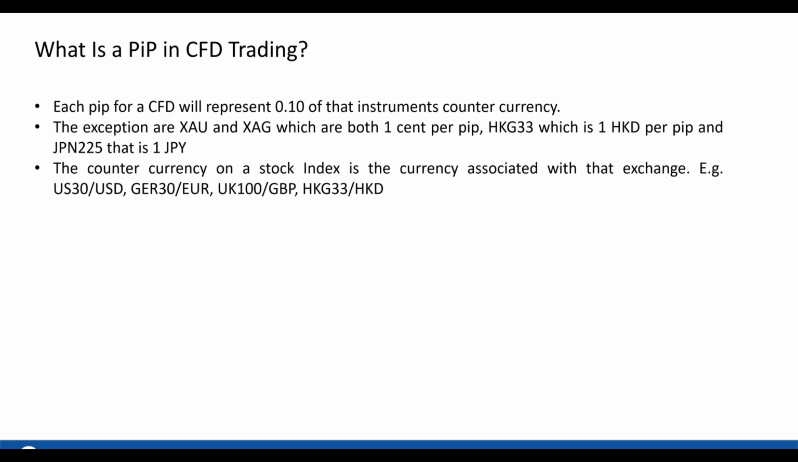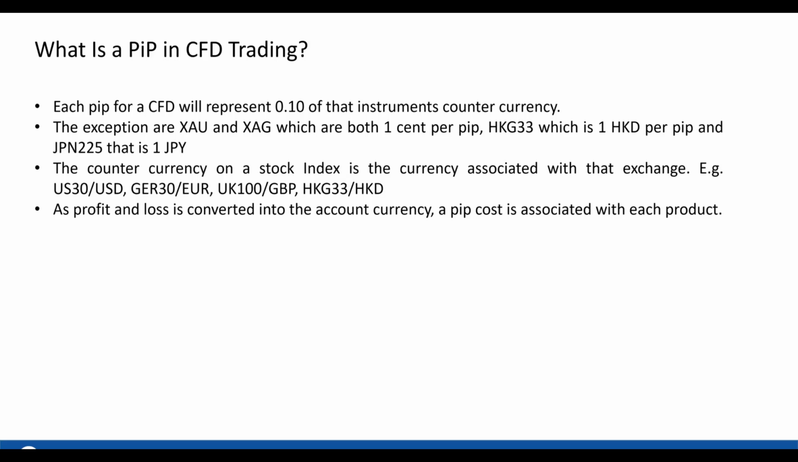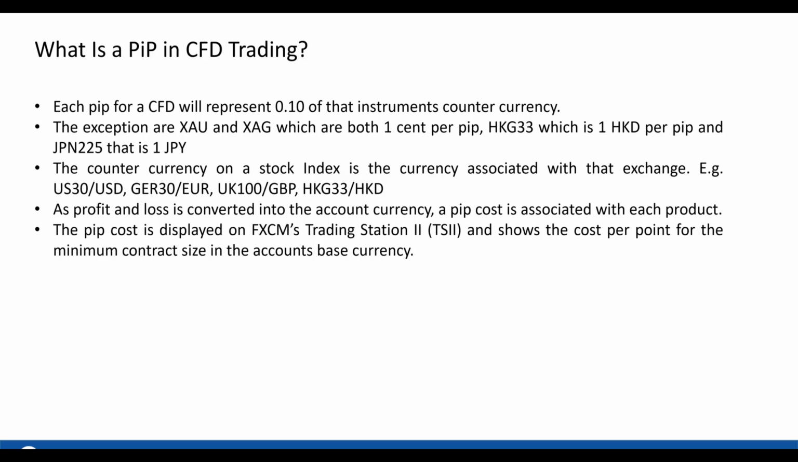Now, the counter currency on a stock index is the currency associated with that exchange. For example, the US 30 will be US dollars, the German 30 will be euro, the UK 100 will be the Great British pound, and the Hong Kong 33 will be a Hong Kong dollar. As profit and loss is converted into the account currency, a pip cost is associated with each product. The pip cost is displayed on FXCM's Trading Station 2 and shows the cost per point for the minimum contract size in that account's base currency.